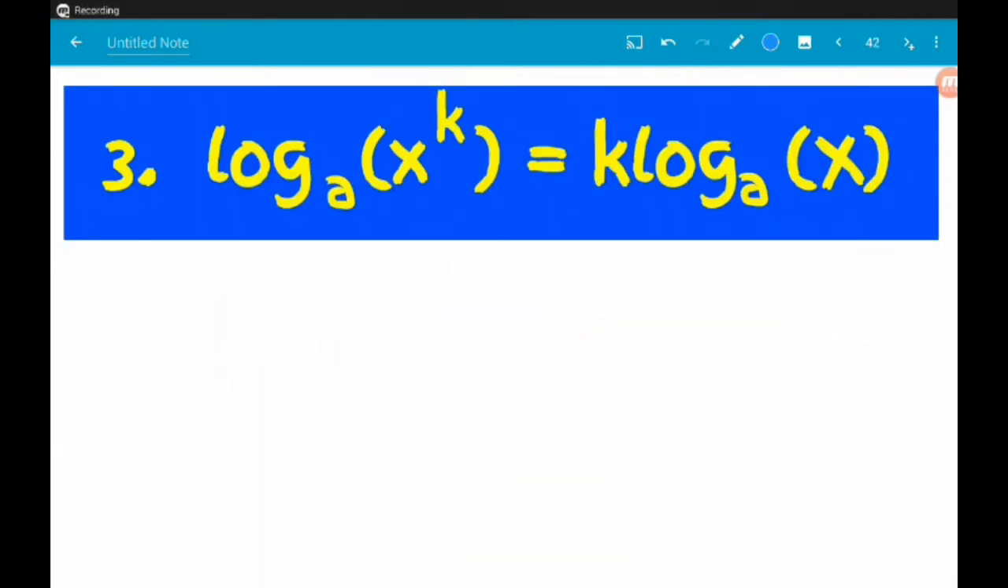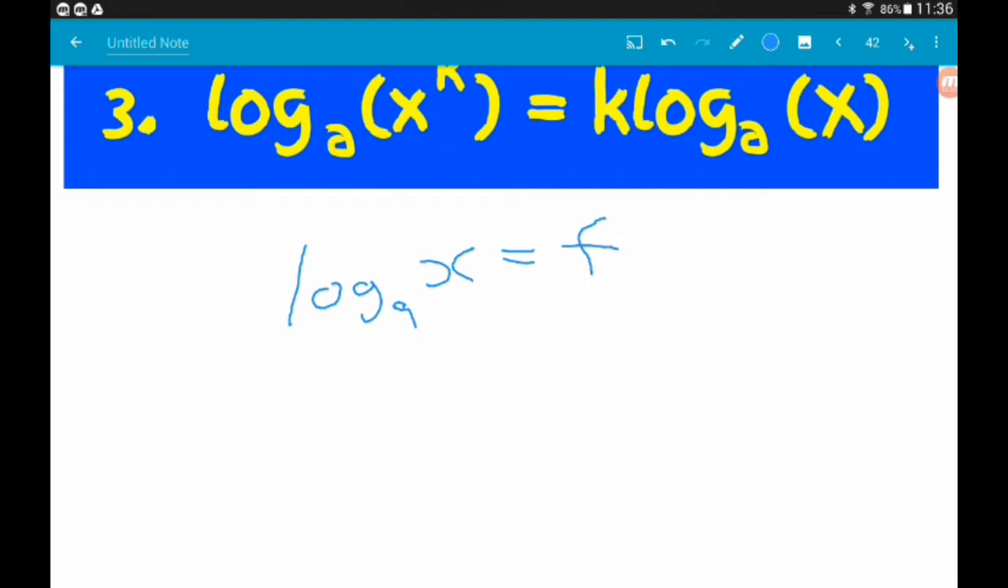Okay, last one then, we want to prove that log base a of x to the k equals k times log base a of x. So we're going to do this in a very, very similar way. We're going to start off just by saying log base a of x is equal to f again. So not log base a of x to the power k, just log base a of x. Then again, in index notation, we know then that a to the power of f is equal to x.